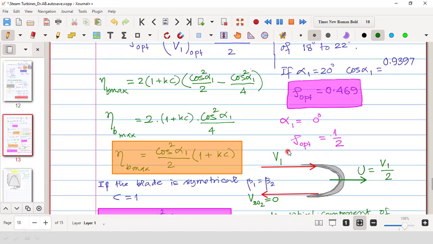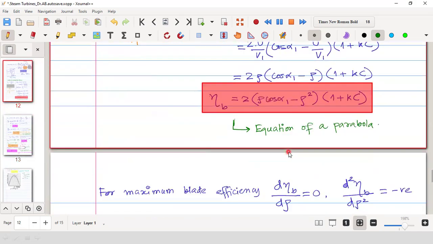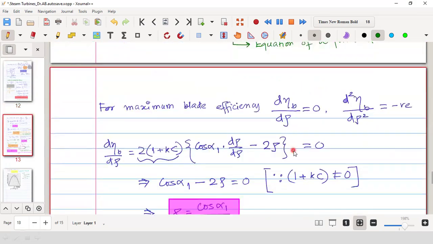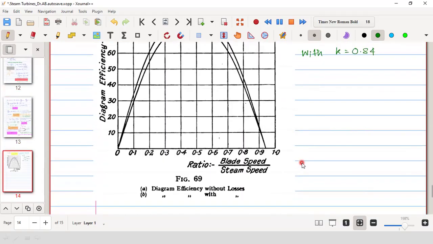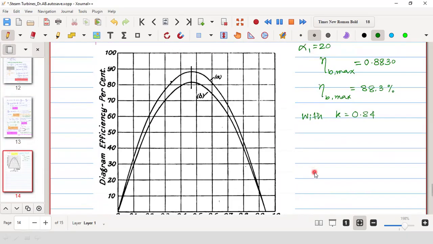So let me write it here. Let me rewrite the efficiency equation and explain. Although these may not be important for your examination, it may be good to understand. So what is that? Blade efficiency is equal to 1 plus Kc multiplied by 2 multiplied by rho cos alpha 1 minus rho square.